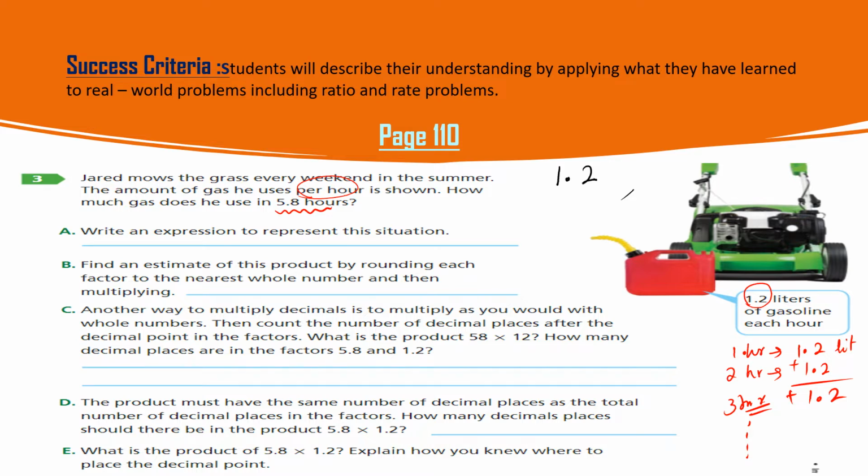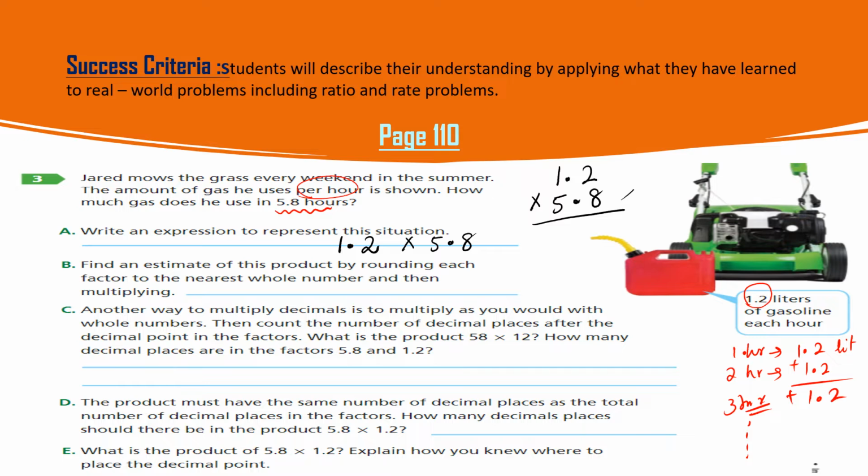And how many hours will he work? 5.8. And they want to know how much gas will be used in 5.8 hours. So simply multiply. Write an expression to represent this situation. It means 1.2 liters of gas multiplied by 5.8 hours. Only this is the way you will find out.